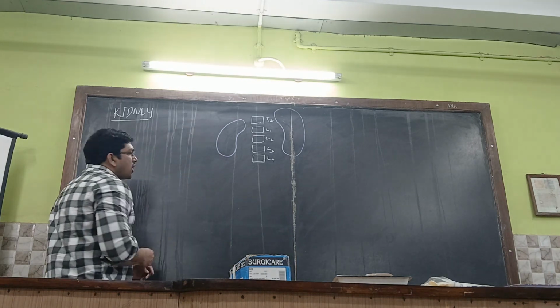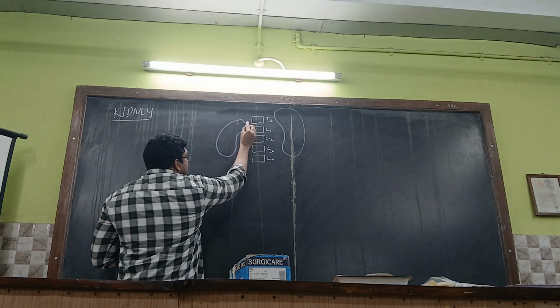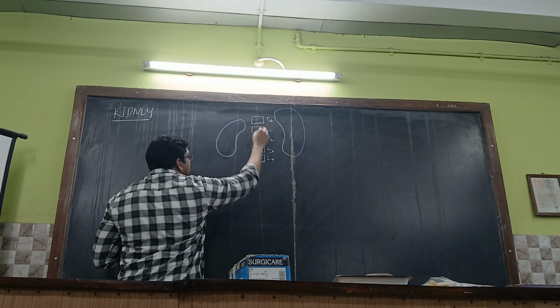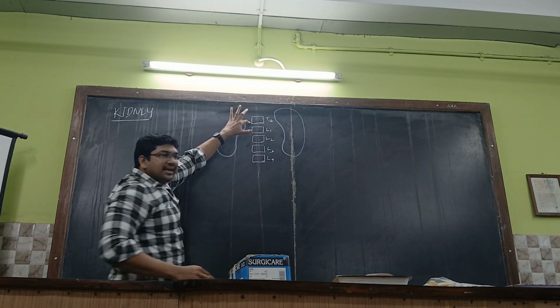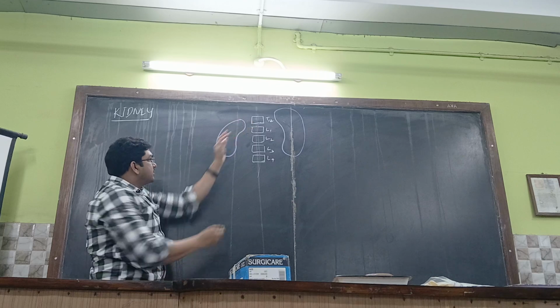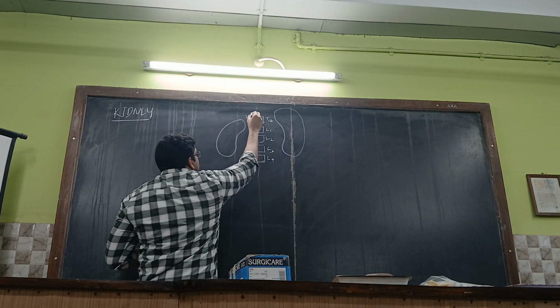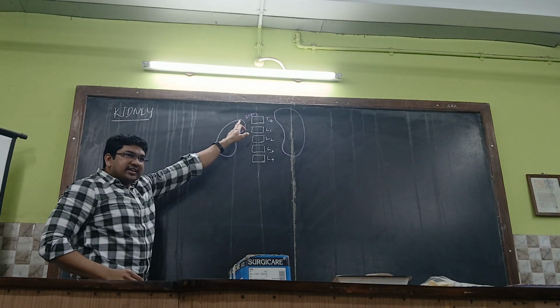Okay, what's the long axis? See properly over here. The distance between the vertebra or from the midline till the upper end of the kidney over here is about 2.5 centimeters. This theoretically you are supposed to know. 2.5 centimeters.